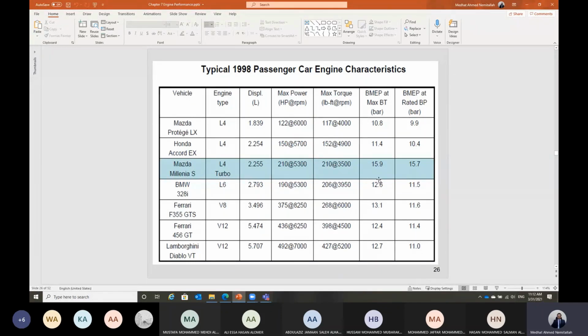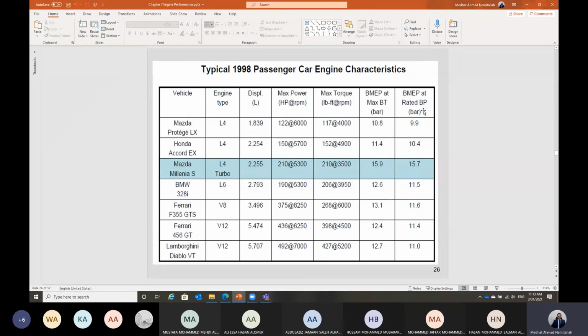We define also the brake mean effective pressure, guys. Also, all of the terms we have, indicated and brake. But when it comes to comparing the different cars, we will be talking about the brake because it is the final outcome. So here it is talking about the brake mean effective pressure at the maximum braking torque and the brake mean effective pressure at the maximum or the rated power in this case.